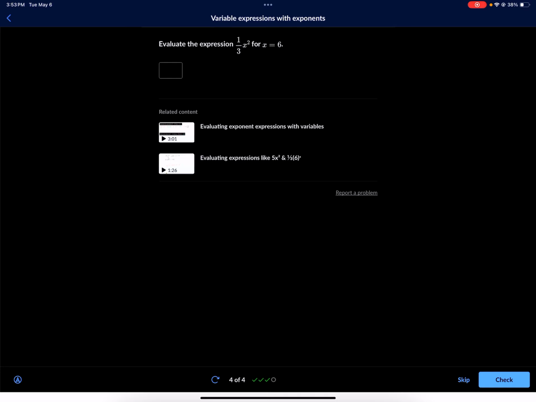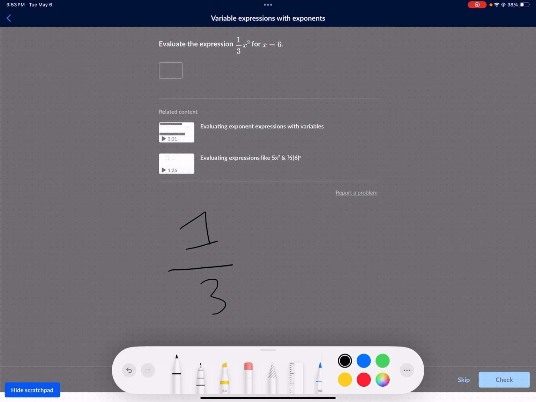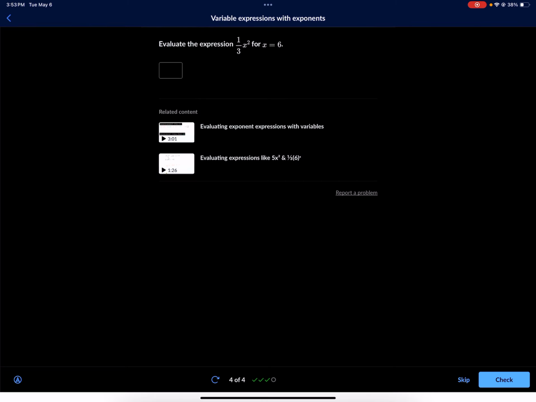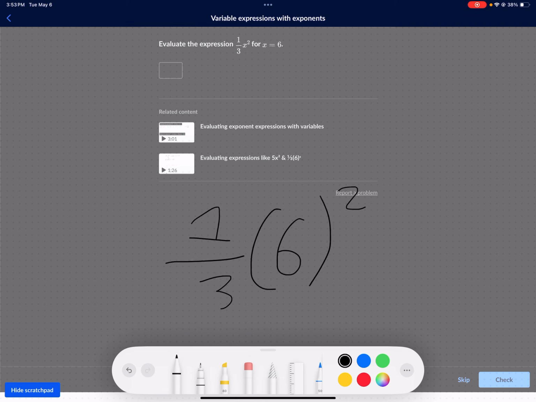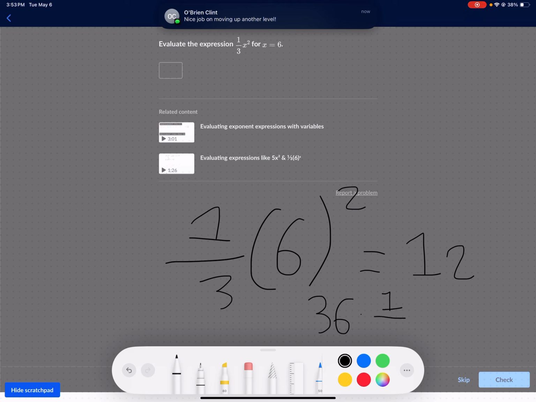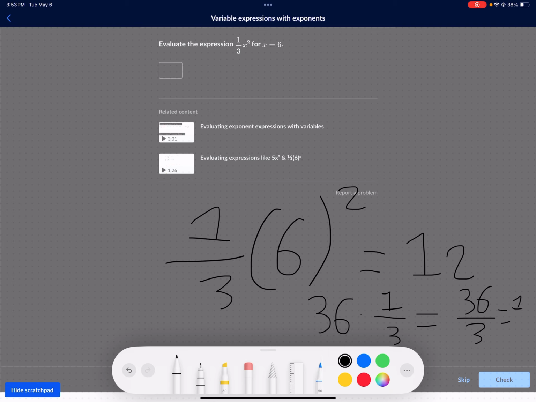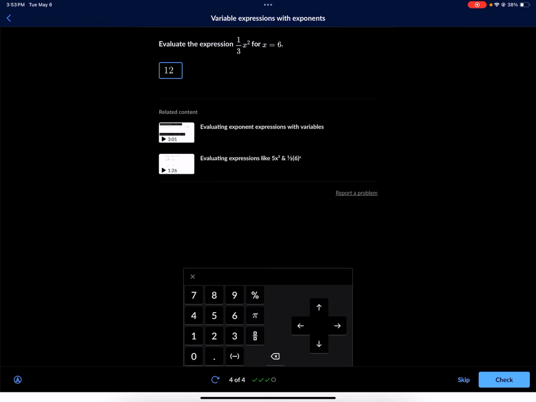Evaluate the expression 1/3 x squared for x equal to 6. So, let's plug it in. Oh wait, this is the last problem. I'll let you guys take a crack at it. Yeah, I kind of gave that away. But anyways, we put this in, and then we get 12, because we have 6 squared, which is 36, times 1/3, which is 36 over 3, which is 12. So 12 is our answer.